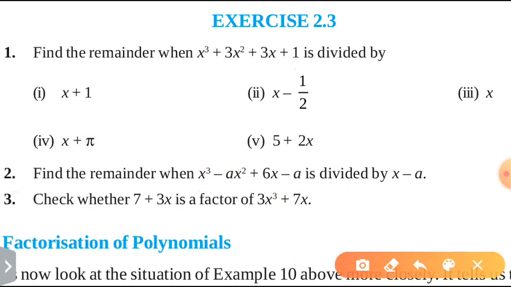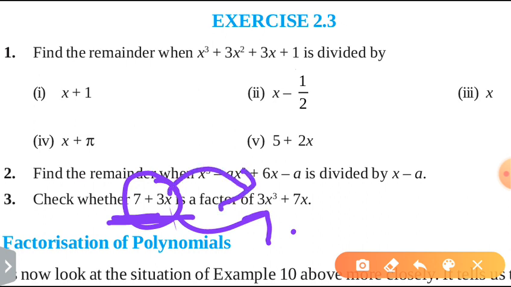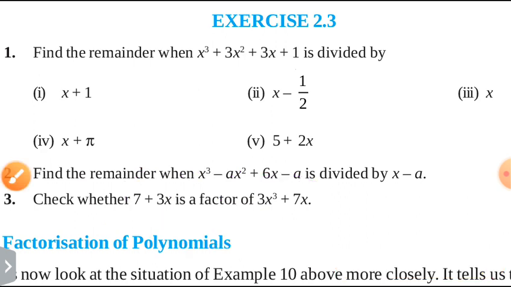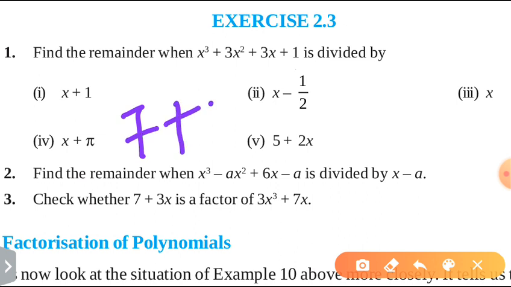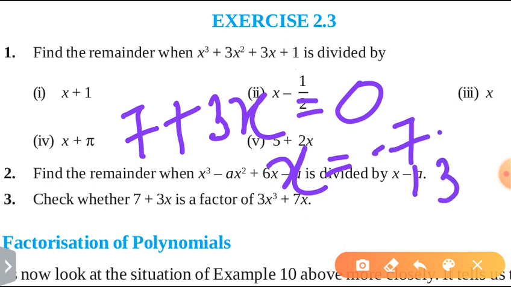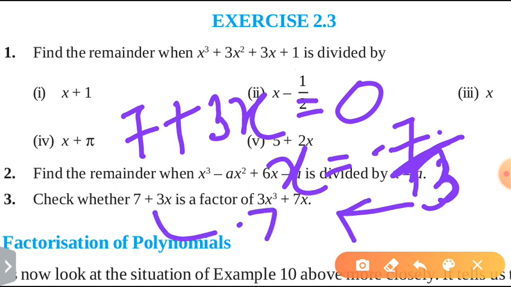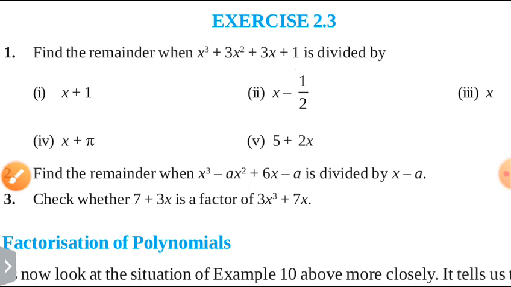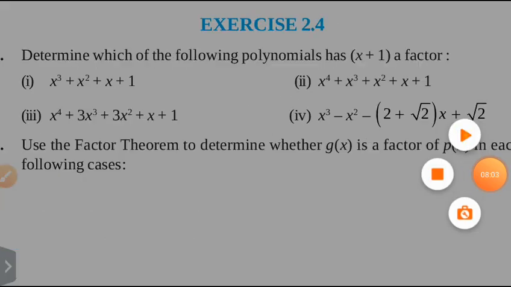Now see the third and the last part of this exercise. In that case you have to find out whether this is the factor of this polynomial or not. This will be the factor of this polynomial when you divide this by this and the remainder comes 0, then only this will be the factor of this. So for that again you have to put the value. First you will write 7 plus 3x equal to 0, then x equal to minus 7 upon 3. Substitute this value in this equation. If the answer is coming 0, then yes, this is the factor of this. If the answer is not coming 0, this will not be the factor of this equation.